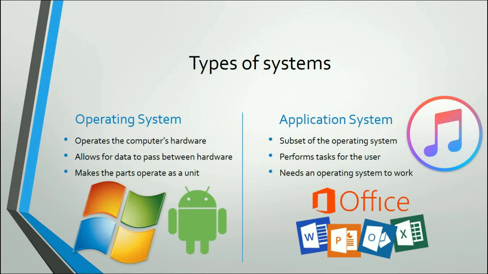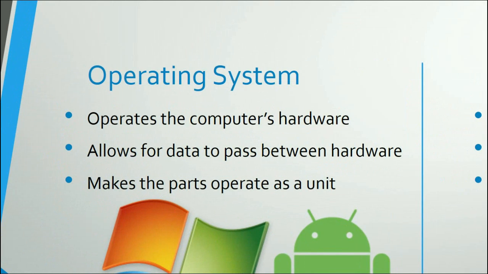So, there are two types of systems commonly used by computers, and they're both just as important. First is the operating system. Every computer has an operating system. It allows for the components or hardware of your computer to physically turn on and function. It also connects the parts together to allow for data transfer. So you don't physically see much of your operating system, but every computer has one.